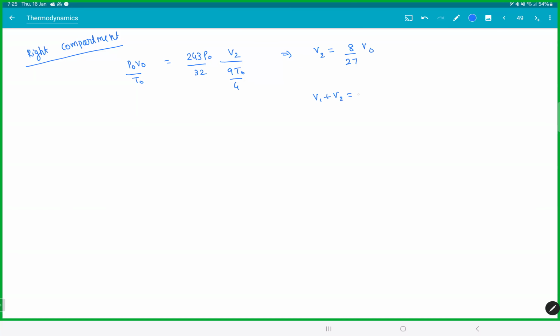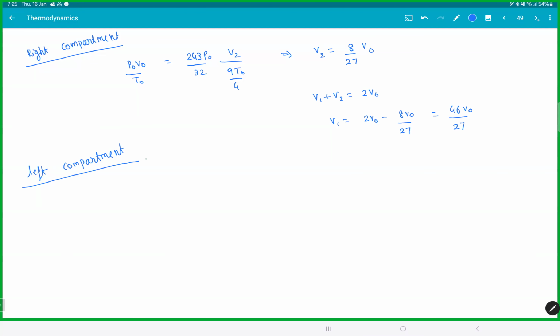I can find V1 from here because V1 plus V2 is 2 V naught. V1 will be 2 V naught minus 8 V naught by 27. That is 46 V naught by 27. Okay, but I don't want this. But I got something else. I got the volume in the left compartment.